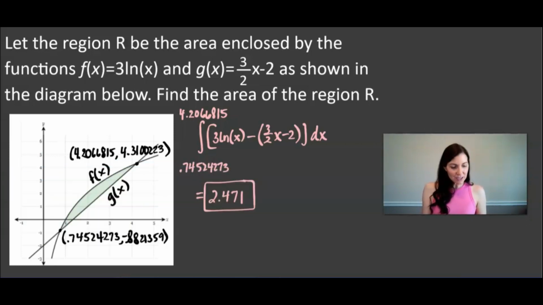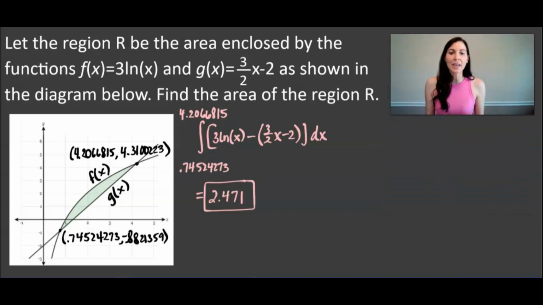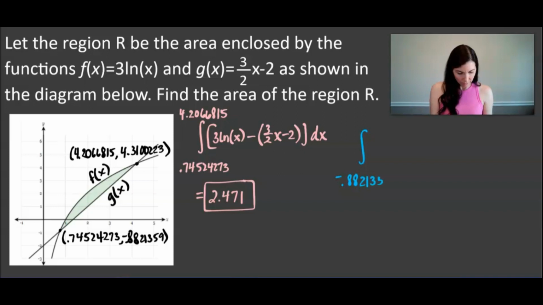All right, this way is going to be a little bit different because again, I'm going to do right minus left. My rectangles are going to run horizontally, which means I need to add up an infinite amount of rectangles from the lower y value, which was the negative 0.88 value, to the highest y value, which is the 4.31 number. And I need to take the right function minus the left function, but I can't use the functions as given because these functions are in terms of x. I need to write the functions in terms of y.